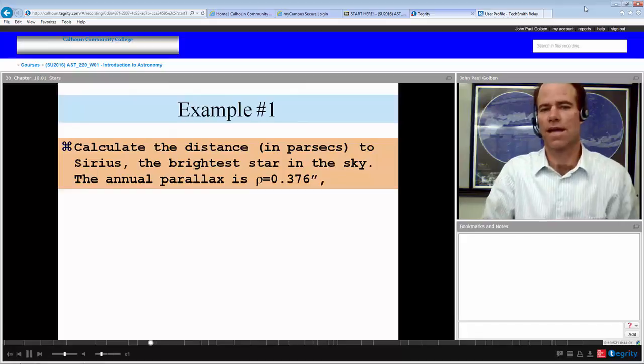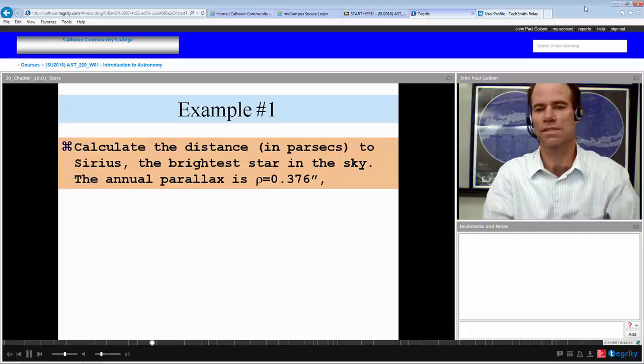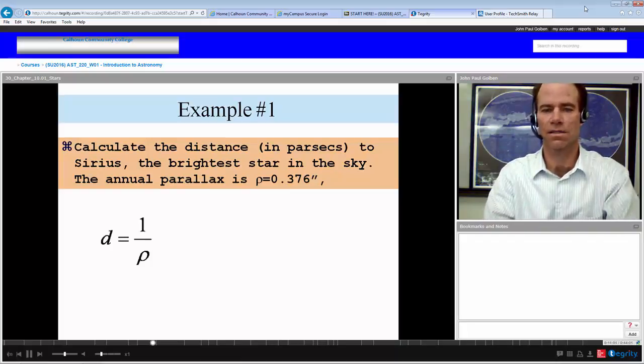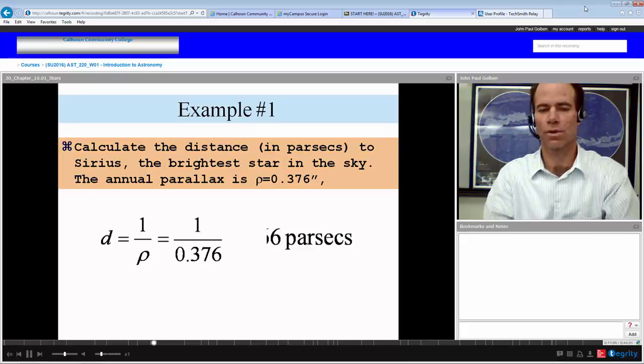For instance, calculating the distance in parsecs to Sirius, the bright star in the sky, annual parallax is 0.376 seconds of arc, less than 1 second of arc. The distance is 1 over 0.376, or 2.66 parsecs to Sirius.